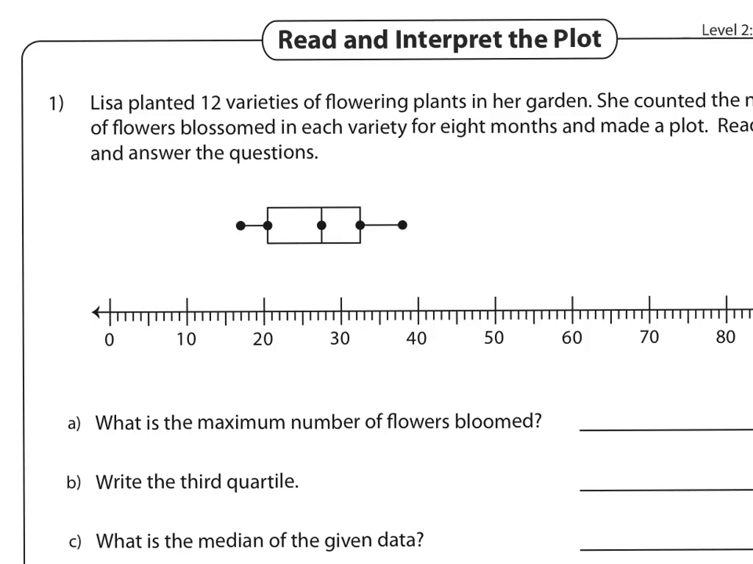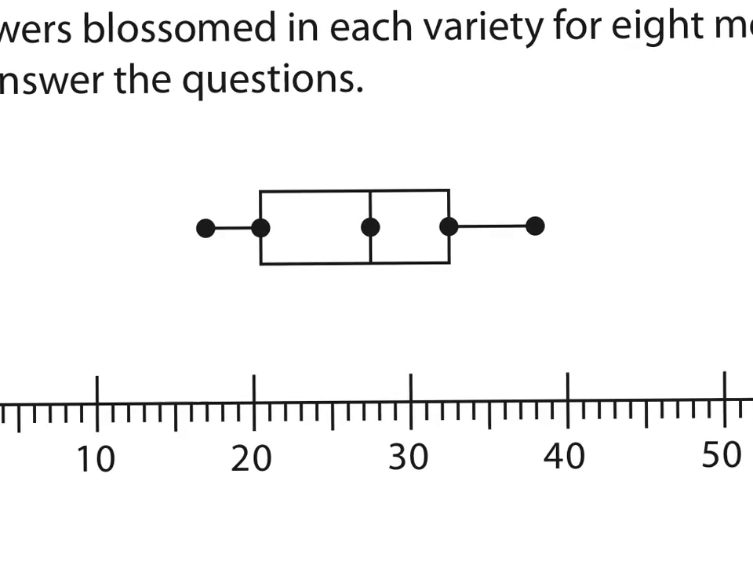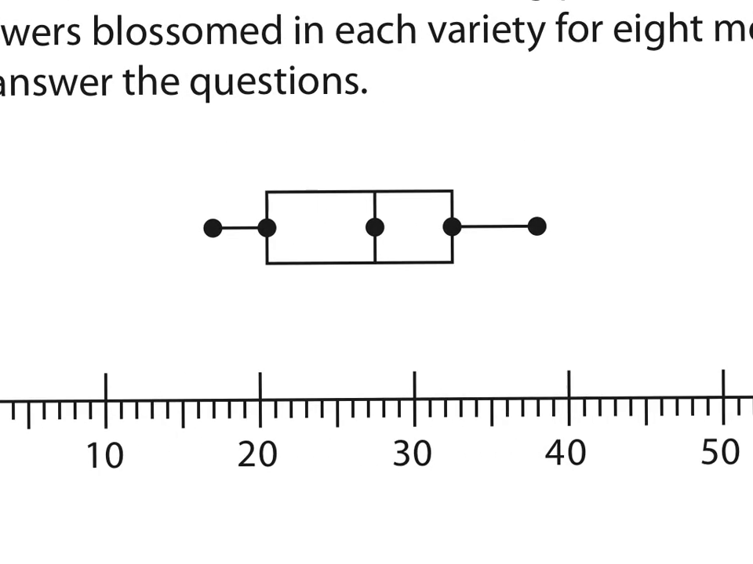Okay, so as I started to explain in class, ran out of time, of course, but the idea here is that we're looking at a box and whisker plot. There were 12 varieties of flowering plants. There are 5 pieces of data on the box and whisker plot, and they line up with numbers on the graph. So I want to identify each of the pieces for you.